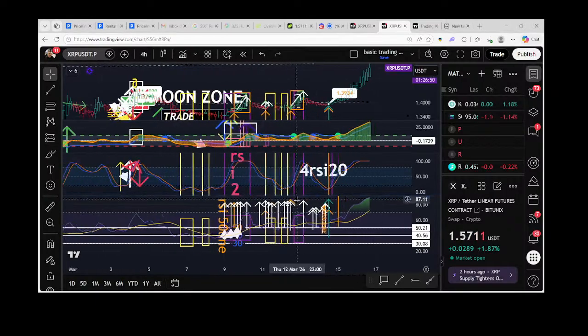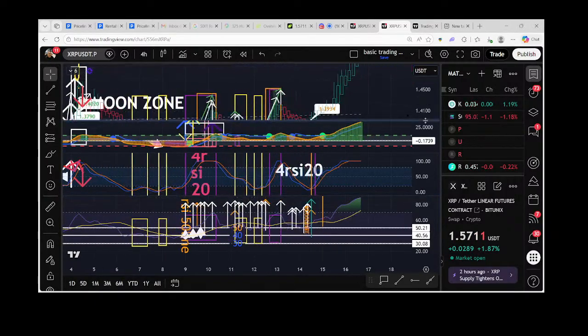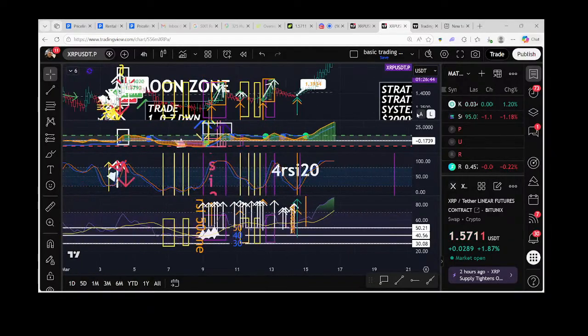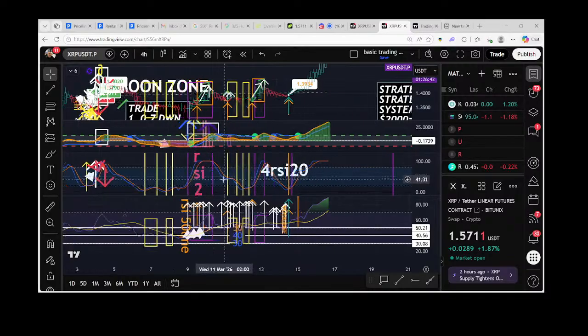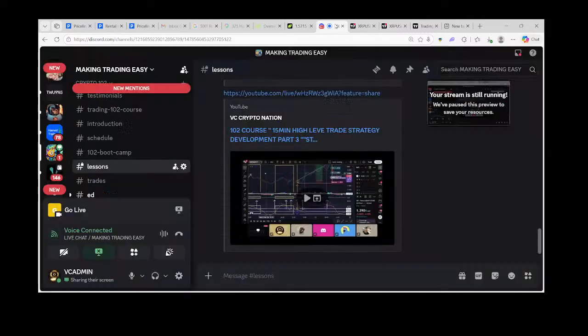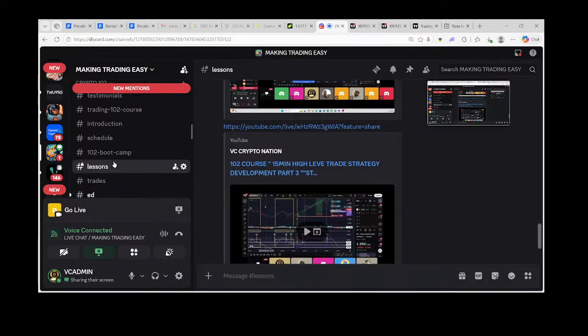All right, you guys see my XRP? You should be able to see the chart now. All right, so you should be able to see the chart now. You see my XRP chart? And now we're in Discord here.